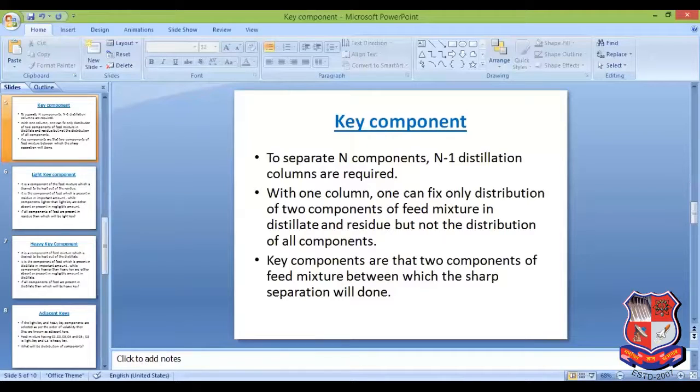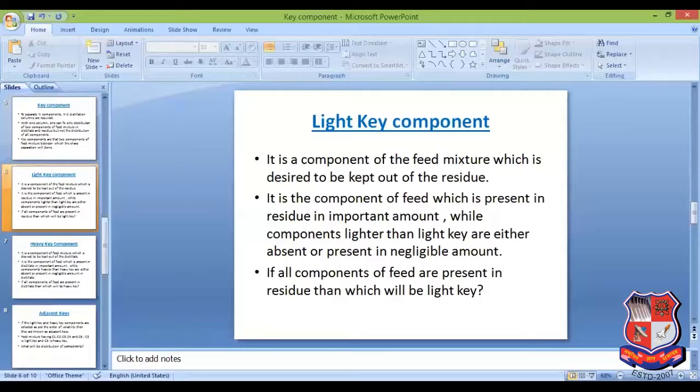Okay. Now we move to the first component, the light key component. The light key component is a component of the feed mixture which is desired to be kept out of the residue, right? So it is the component of the feed mixture which is present in the residue in important amount. What does it mean? Recall binary distillation, right? The component with the lower boiling point, which is more volatile, or lighter, you want to keep out of the residue, but still it will be there in a significant amount.